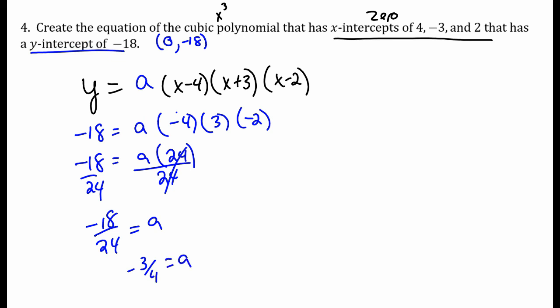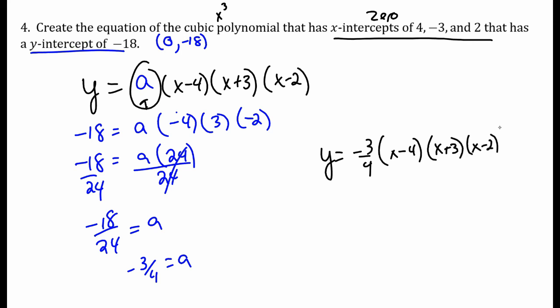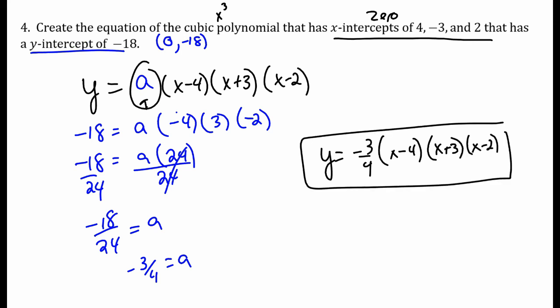So what's my actual equation? y equals -3/4 times x minus 4. All I'm doing is I'm plugging that -3/4 in for a there. x plus 3 and x minus 2. That's the equation of this cubic polynomial. It doesn't look like x cubed, but there are 3 factors, which means it is an x to the third.